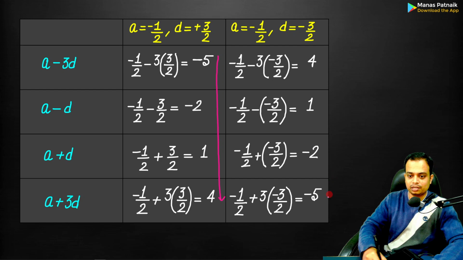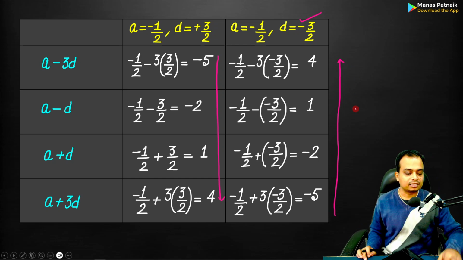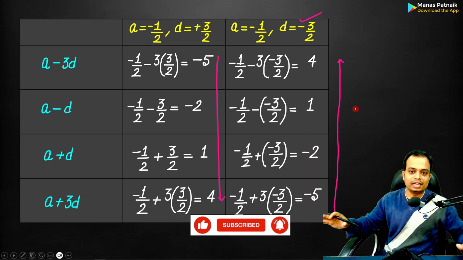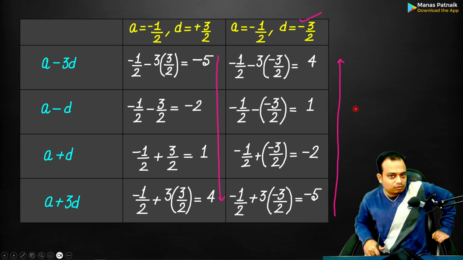And if you consider d as negative 3 by 2, here also you get the same results, but in the opposite order. So they are one and the same. You don't have to worry one bit. So in 5 minutes and 50 seconds, we have now completed the first part of the problem.